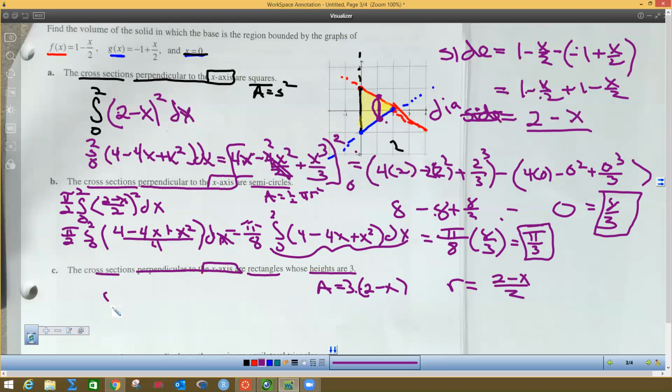So again, we're going to do the integral. I'm going to move that 3 out to front because this 3 right here is a coefficient, and it's going to be of 0 to 2. And then I've got my base in here is 2 minus x. Now this one is not squared because it's length times width, base times height, however you want to think about it. And we got this deal here. So this is going to be a little different answer.